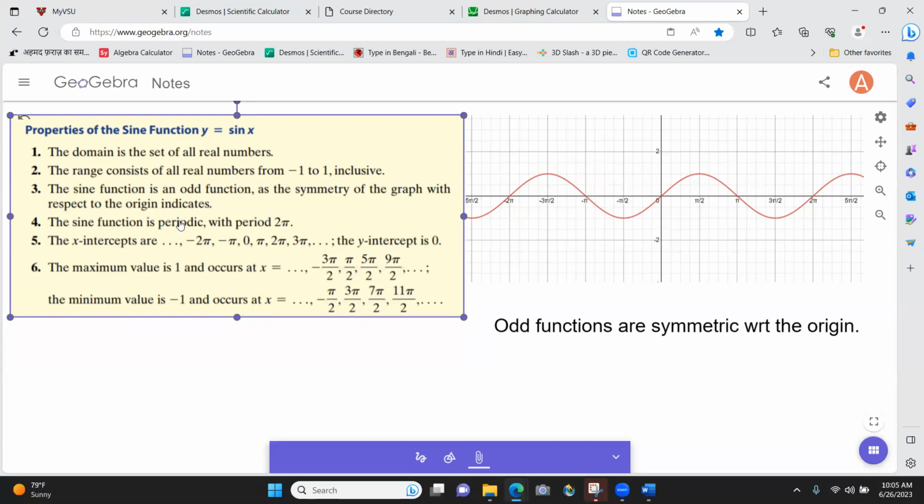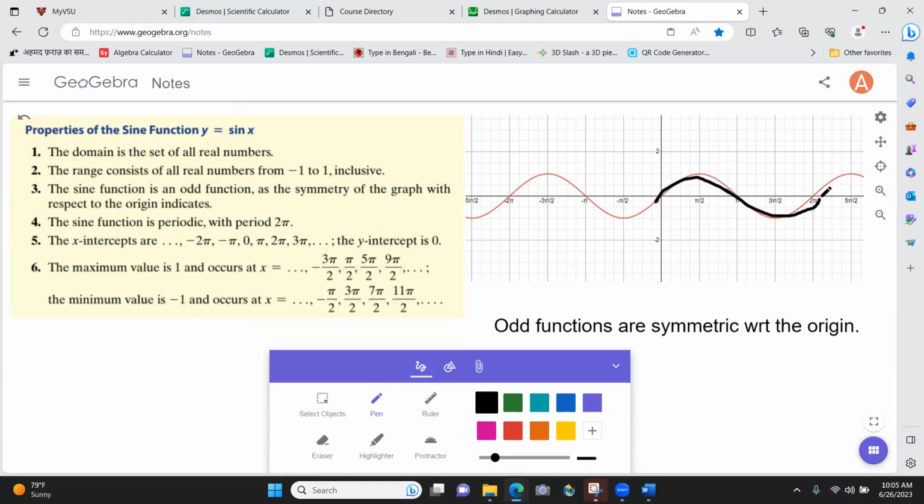The sine function is periodic, and we kind of explained it. We said that after 2 pi, it repeats. That's what they mean, and the period is 2 pi. So if you focus from 0 through 2 pi, you will be in good shape. That's what periodic means. Another thing you know very well, these are called x-intercepts. So where does the curve cross the x-axis? Here, here, here, here, and here. And that's all they're saying.